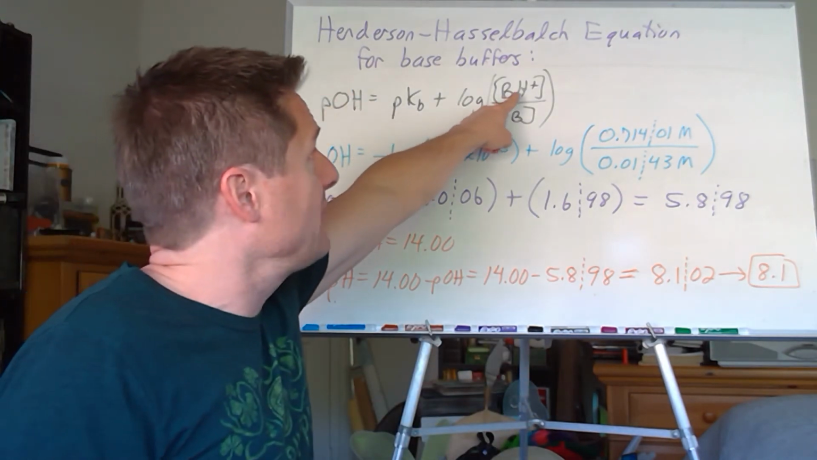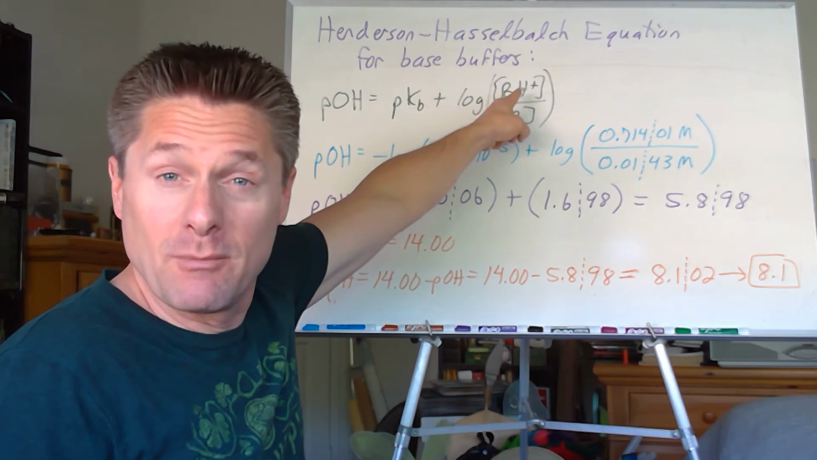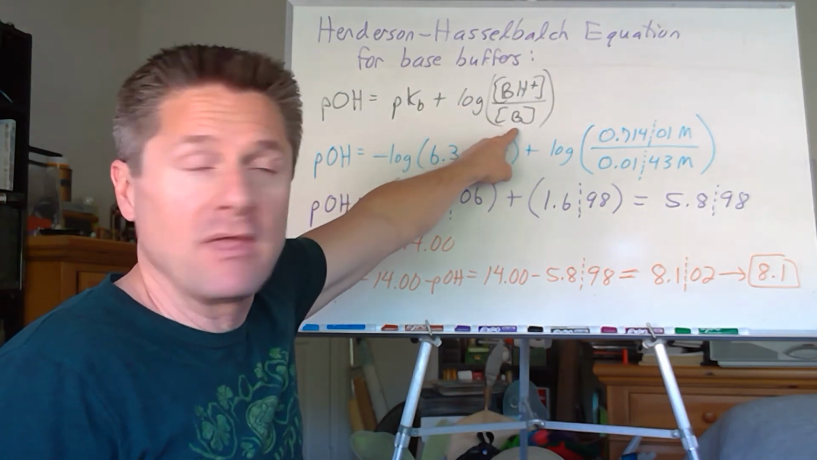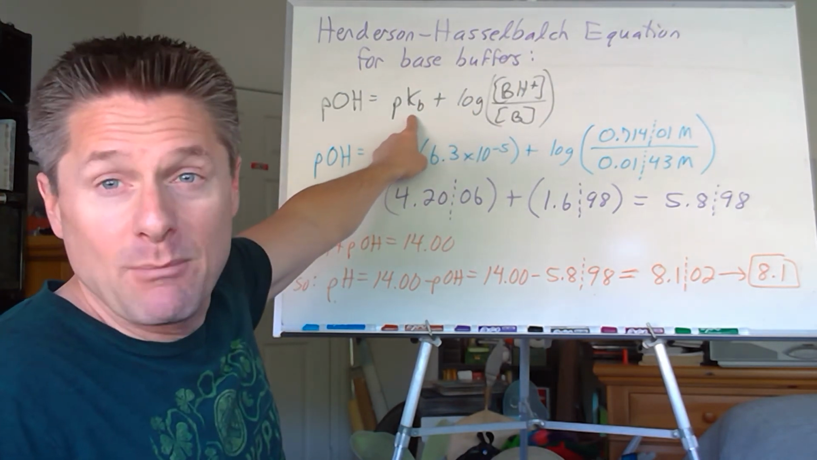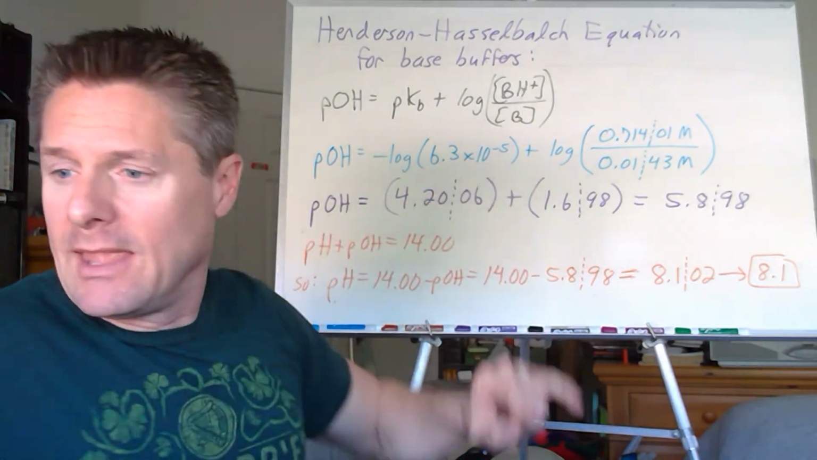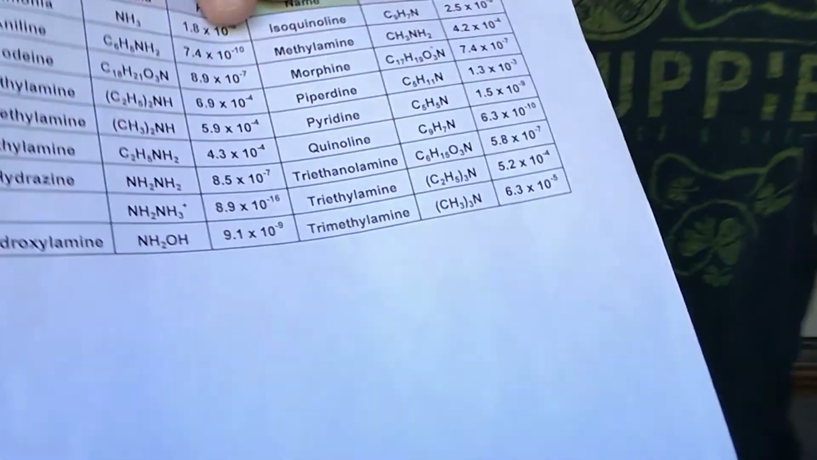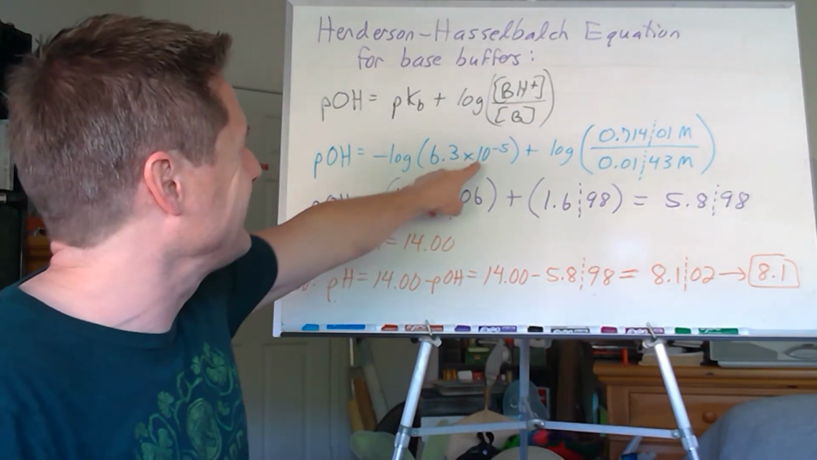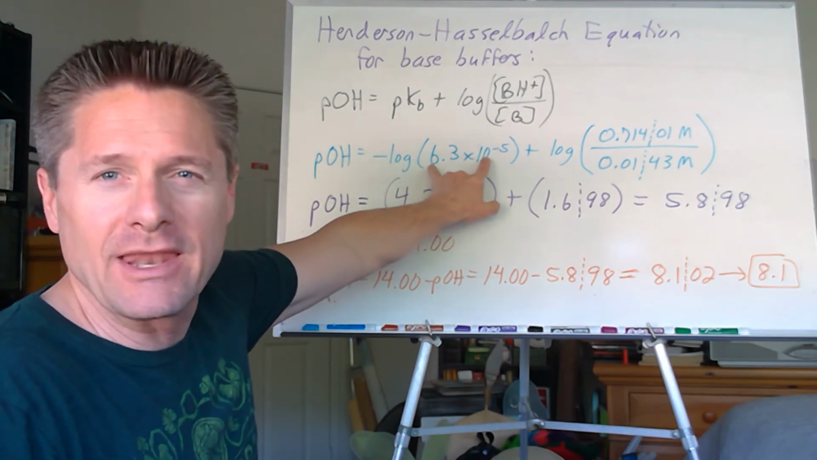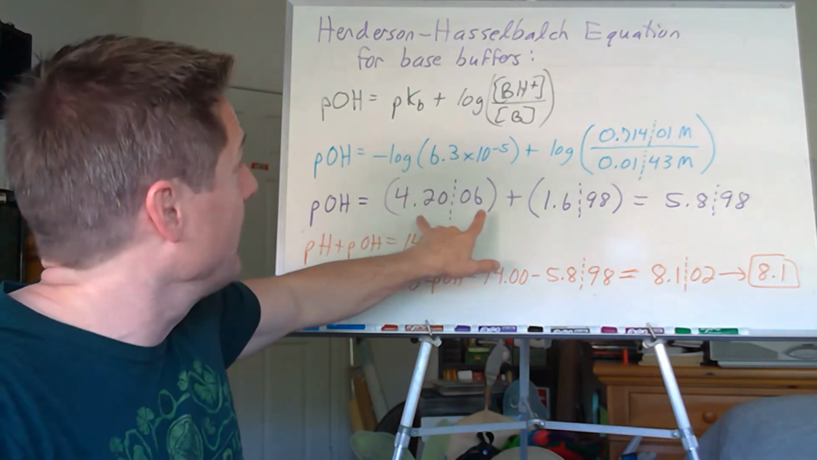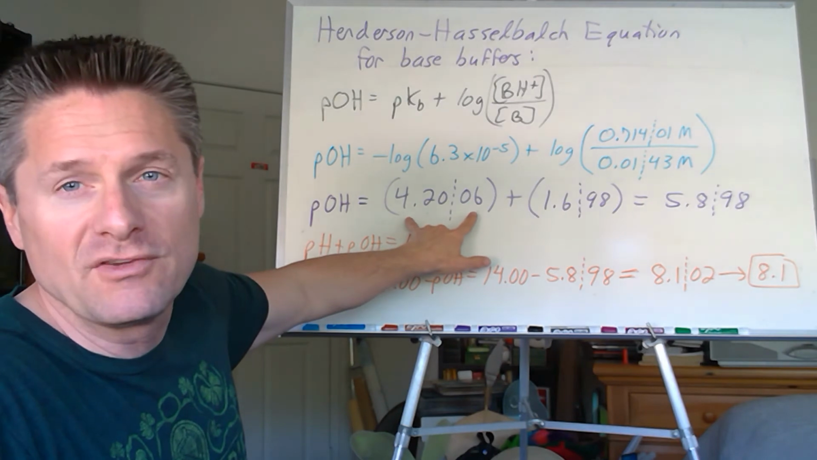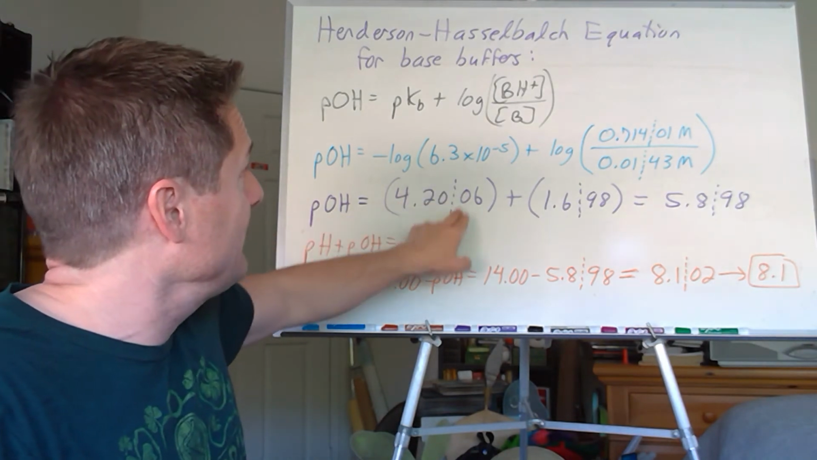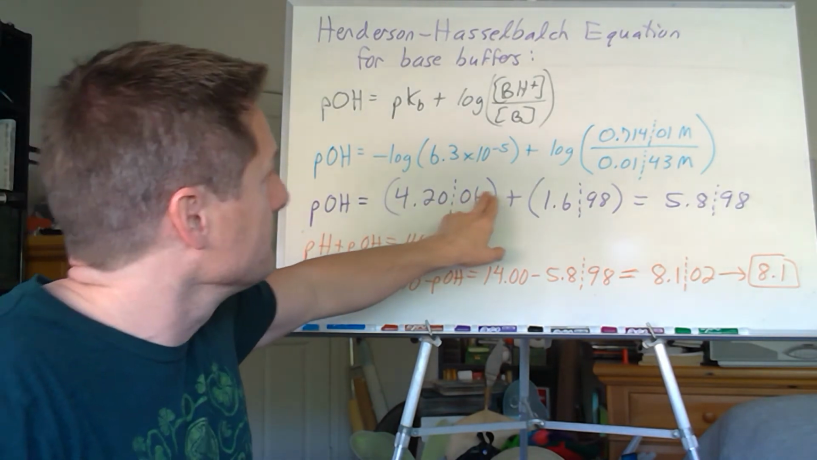So plug in the BH plus, the conjugate acid, the trimethylammonium ion. Plug in the B, or the trimethylamine. We got the Kb. We already looked that up. And again, if you forgot what the Kb value was, just look it back up on your table. 6.3 times 10 to the minus 5. So we're going to take the negative log. Since that's less than 1, the log of that will get a negative number, which cancels out with that negative, giving us a positive 4.2006. 2 significant digits in the log term gives us 2 decimal places.